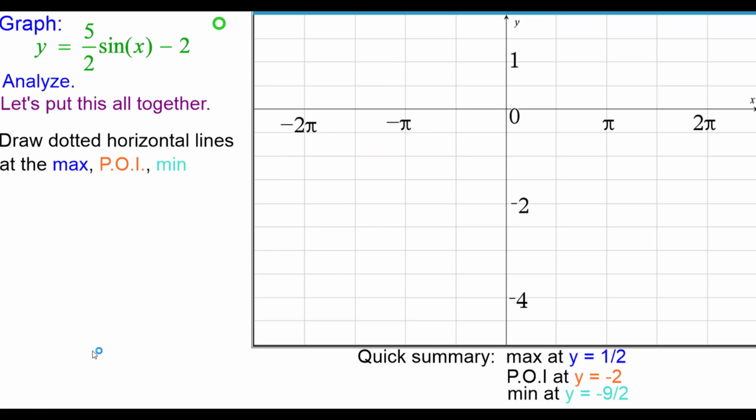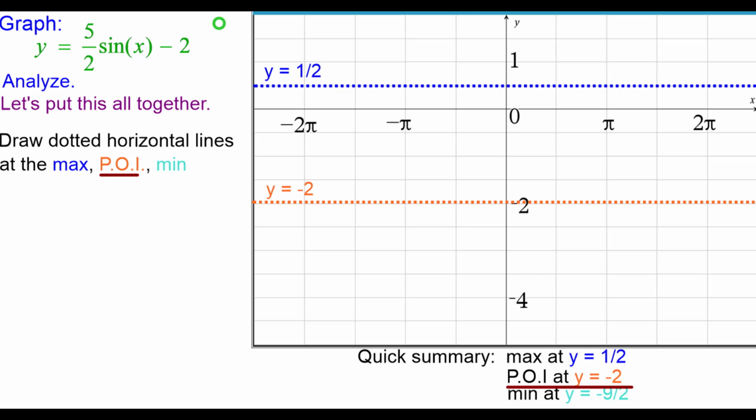To help us plot the graph, we're going to draw dotted horizontal lines at the maximum, the points of inflection, and the minimum. So starting at the max, that's at y equals 1/2. So there's our horizontal line. The maximums will be plotted along that line. Points of inflection at y equals -2. And the minimum at y equals -4.5.